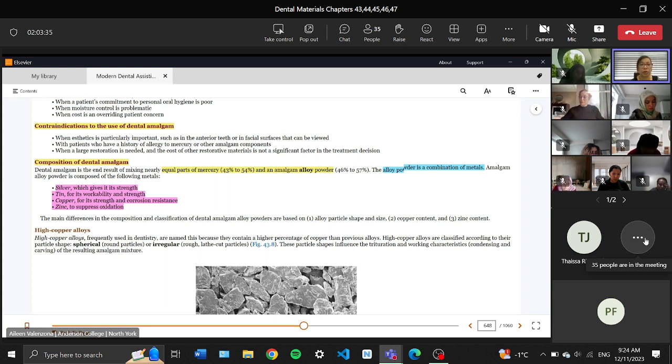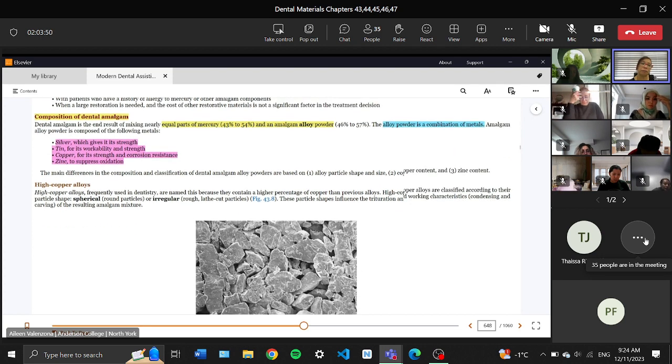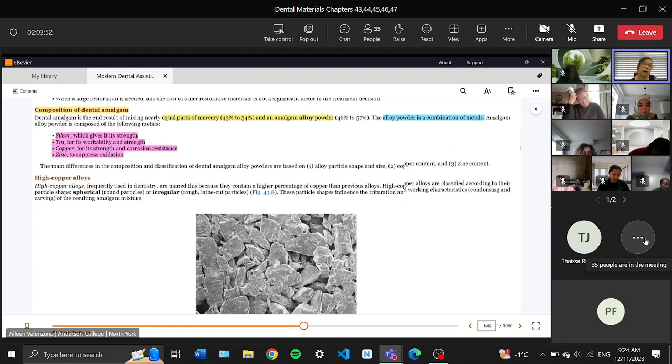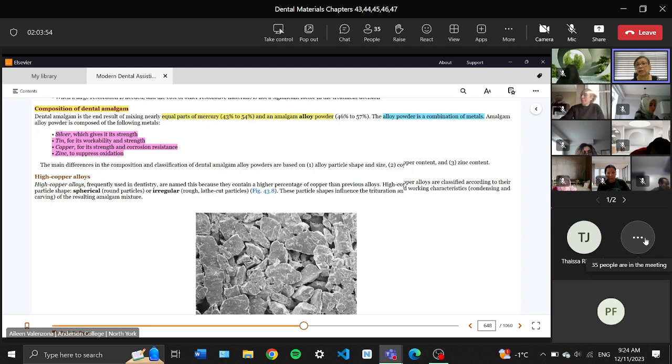Also patients who have a history of allergy to mercury or other amalgam components. And when a large restoration is needed and the cost of other restorative material is not a significant factor in the treatment decision. As I mentioned to you, sometimes the patient will choose function versus aesthetics.